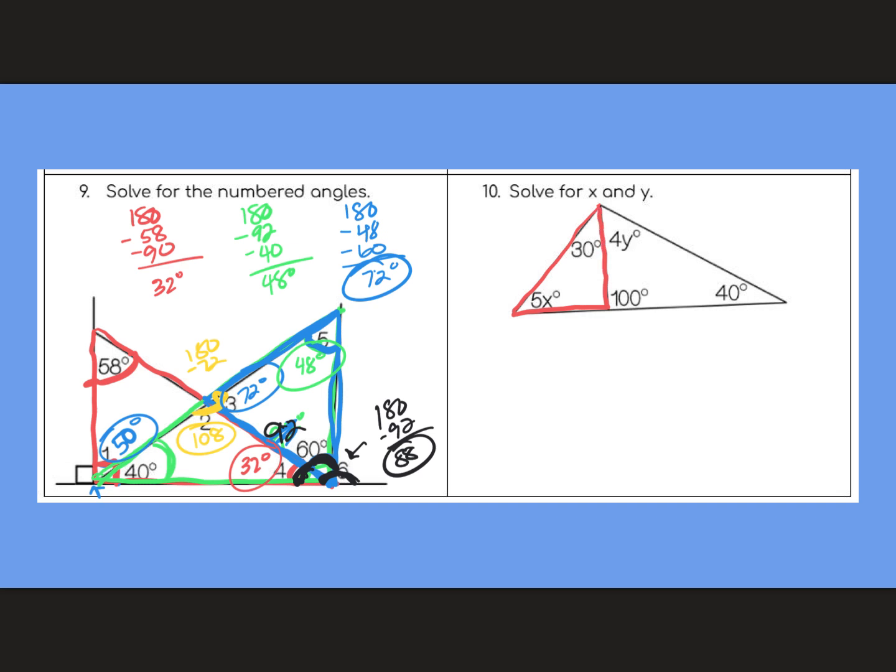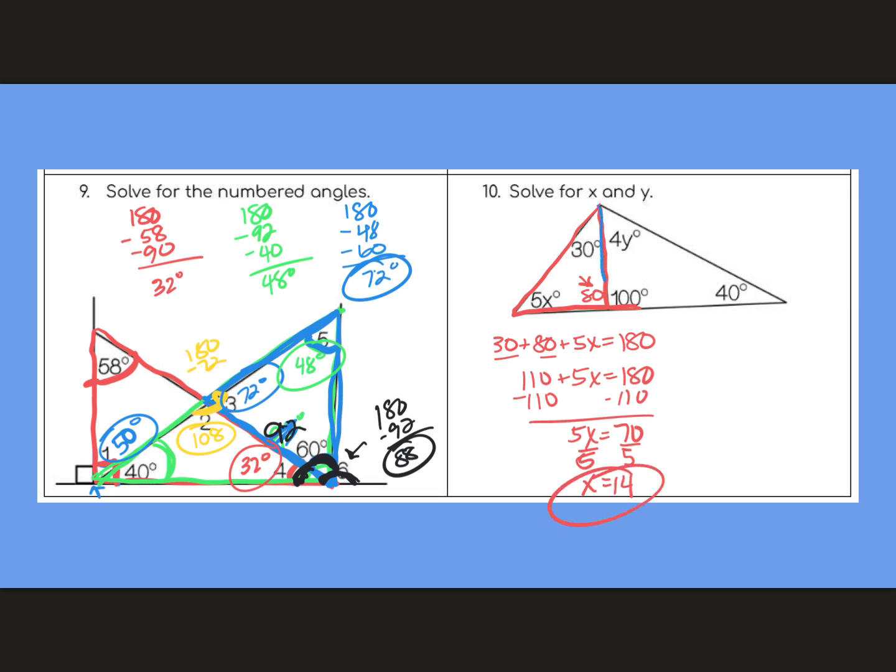So I could find x, but I would have to know what that angle is right here. And I do know that this would be 80 degrees, and again, that's because I have a linear pair. So 80 plus 100 is 180. So then inside this triangle, I would say 30 plus 80 plus 5x would equal 180 degrees total. So combine your like terms, 110 plus 5x equals 180. Subtract 110, 5x equals 70, and then divide by 5, x is 14.